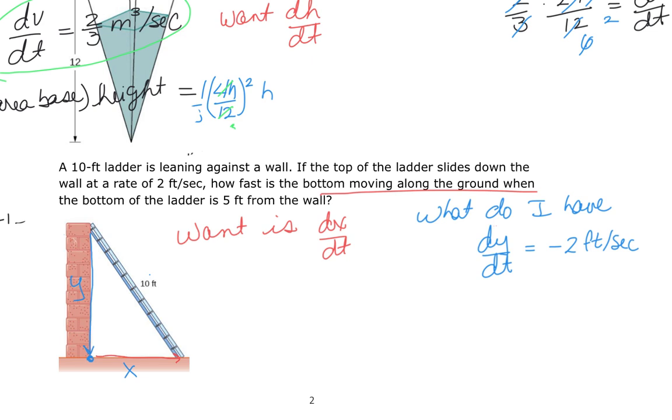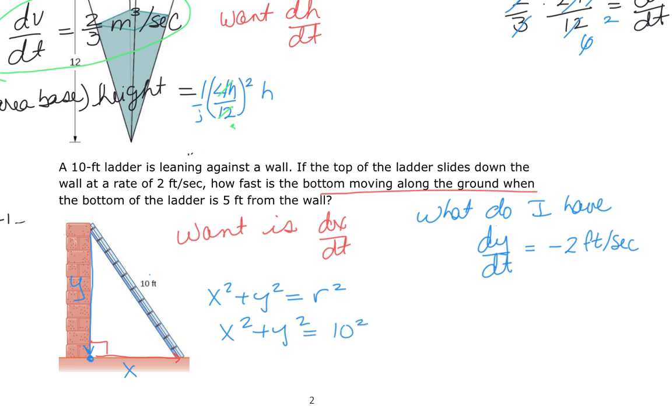Now, what do I have for an equation? Well, this looks to me like a right triangle. We would hope that the wall and the ground make a right angle. And so I'm going to use Pythagoras' theorem, which is x squared plus y squared is equal to r squared. The great thing is that the ladder is constant, so I can actually put my r value in. So I have x squared plus y squared is equal to 10 squared.